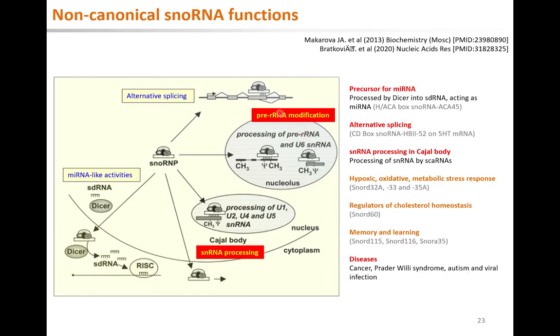In addition to canonical roles in pre-ribosomal RNA and small nuclear RNA modification and processing, snoRNAs have regulatory functions by forming snoRNA-derived RNAs, or sdRNAs, to act as microRNAs in mRNA silencing, alternative splicing, stress response, regulation of cholesterol homeostasis, memory and learning in the nervous system, and diseases such as cancer, Prader-Willi syndrome, autism, and viral infection.